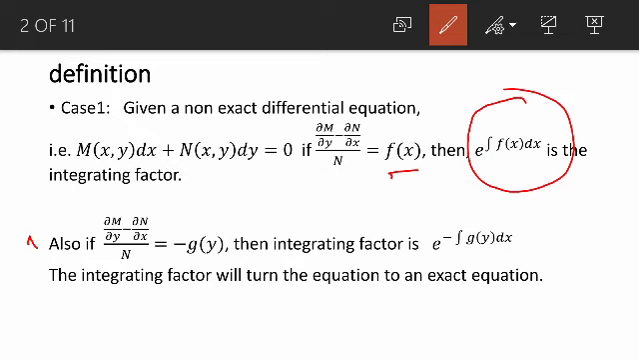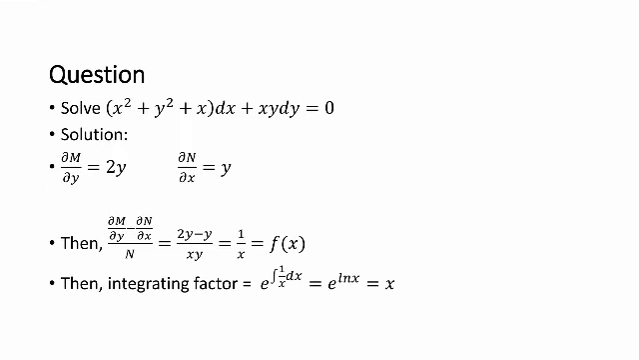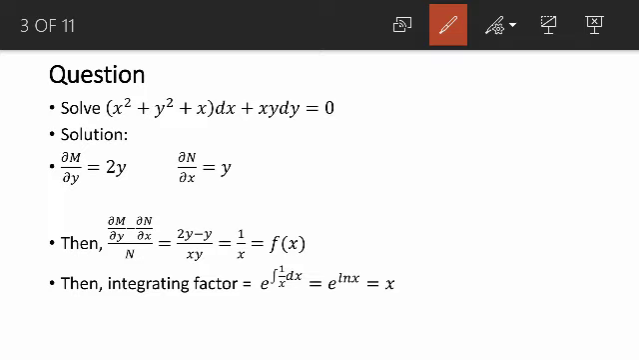Secondly, if the partial derivative of M with respect to y minus the partial derivative of N with respect to x, all over M, not N, sorry, that is M, please correct that, is equal to minus g(y), then the integrating factor is e to the minus integral of g(y) dy. That means g(y) is a function of y. The integrating factor, like we know, will return the equation to an exact one when you multiply through by it.